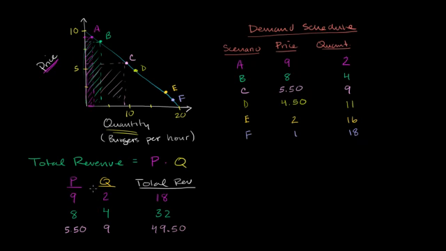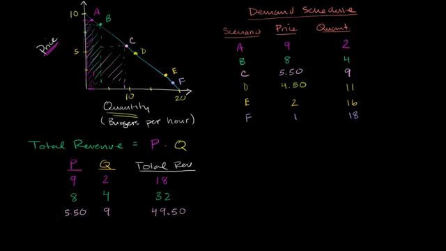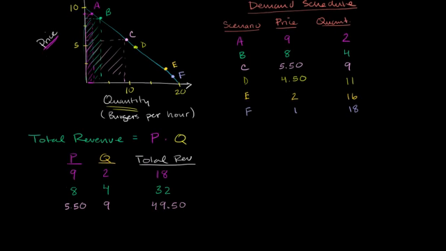So you might already be noticing something interesting. As we lower the price, at least in this part of our demand curve, as we lower the price, we are actually increasing not just the quantity, we're increasing the total revenue. Let's see if this keeps happening. So if we go to point D, I'll do it in that same color. We have $4.50, and we are selling 11 units. So 11 times $4.50, let's see, that's going to be 44 plus $5.50. Once again, that is $49.50.